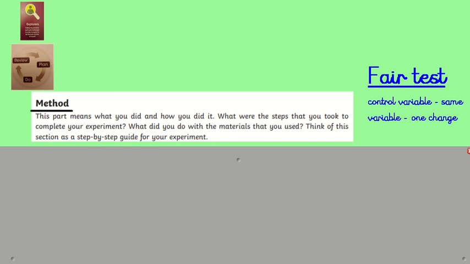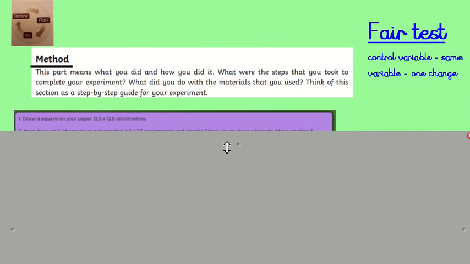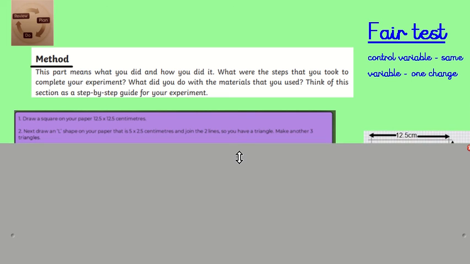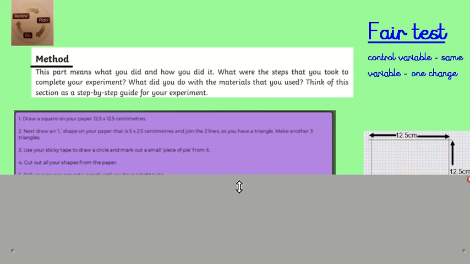Now I have got an example here for you to help you get started. So you may decide to list out your method step by step like this. So number 1, draw a square. Draw your triangles. It explains how to draw your triangles. Use your sticky tape to draw a circle and mark out a small piece of pie from it, and so on.